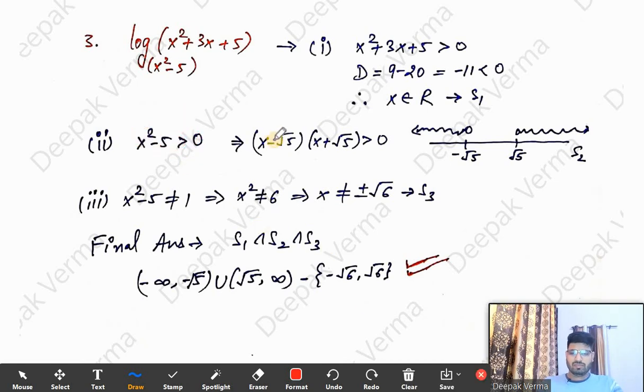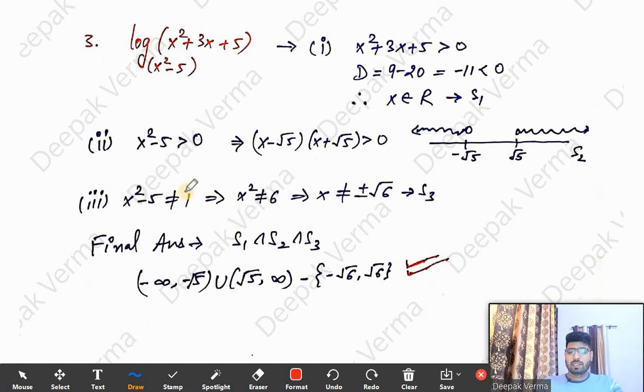Now factorize. We can write this as something like x square minus a square. Got it? 5 we can write as root 5 square. So that is x minus root 5, x plus root 5. Plot on the number line, minus root 5, plus root 5. Outside the roots will be the solution. Got it? I hope it is clear. Let's suppose this is S2. Then x square minus 5 should not equal 1. That is, the base should not equal 1.